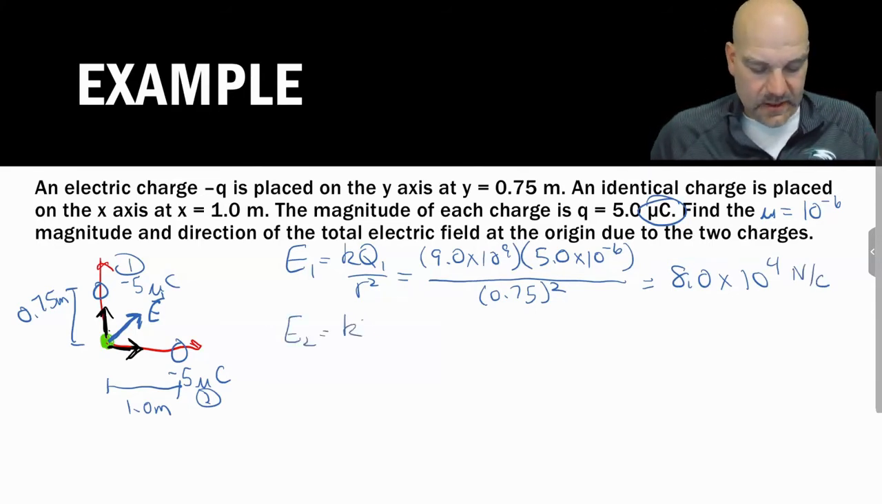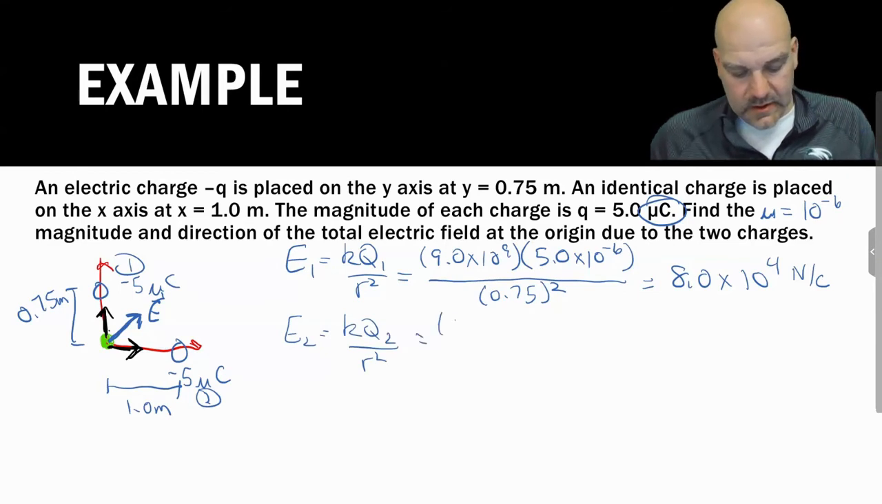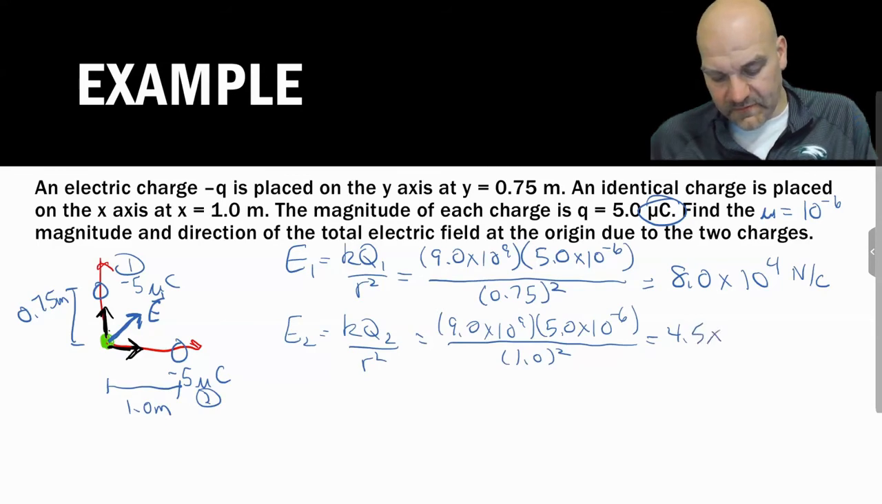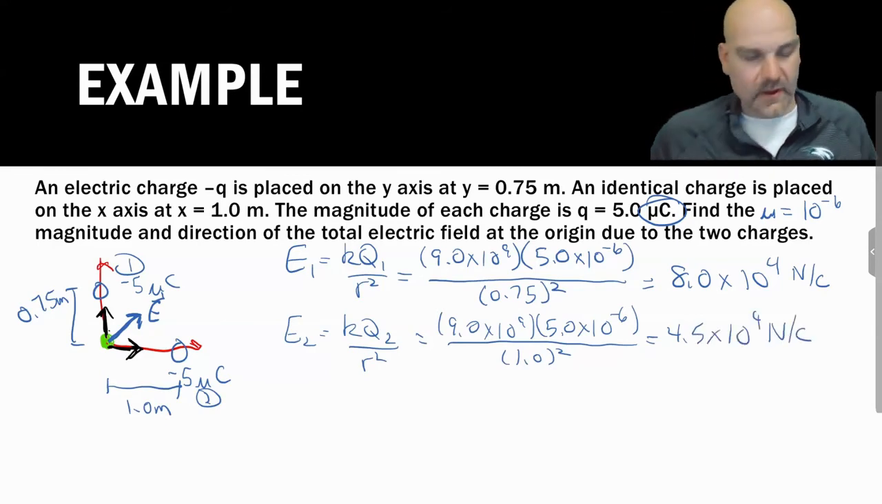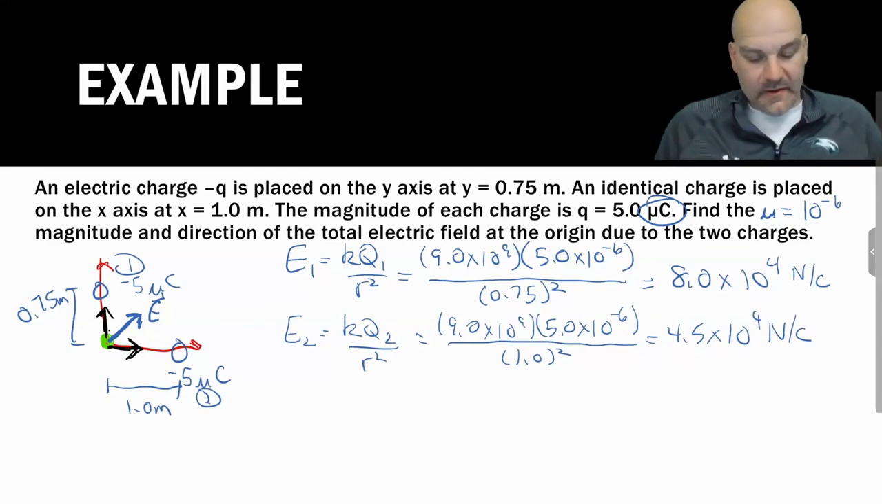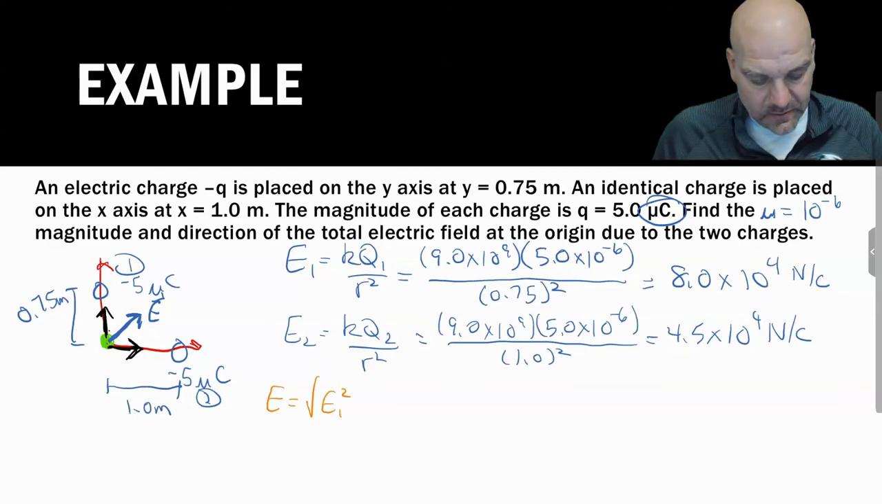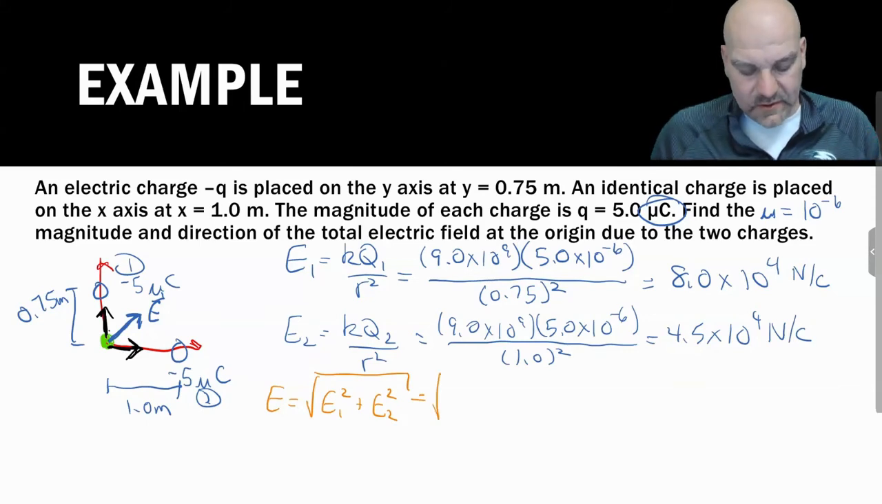Now, E2 is going to be kQ2 over r squared. This is going to be 9.0 times 10 to the 9th times 5.0 times 10 to the -6 divided by 1.0 squared. And that's going to give us an E field of 4.5 times 10 to the 4th newtons per coulomb. Okay, now that's not going to be our total magnitude, because we have two E fields at right angles to each other. And so we have to do E1 squared plus E2 squared, take the square root of that, and that'll give us the magnitude of our E field.